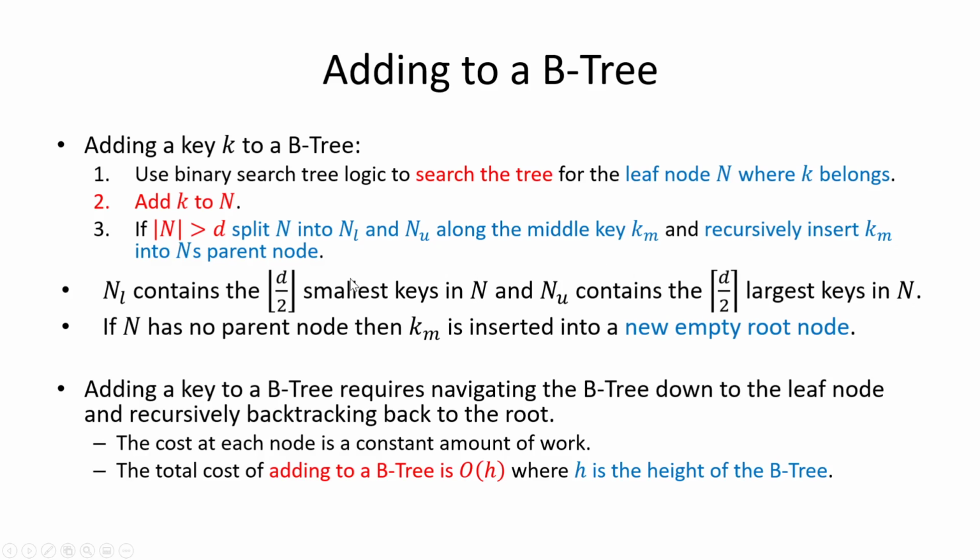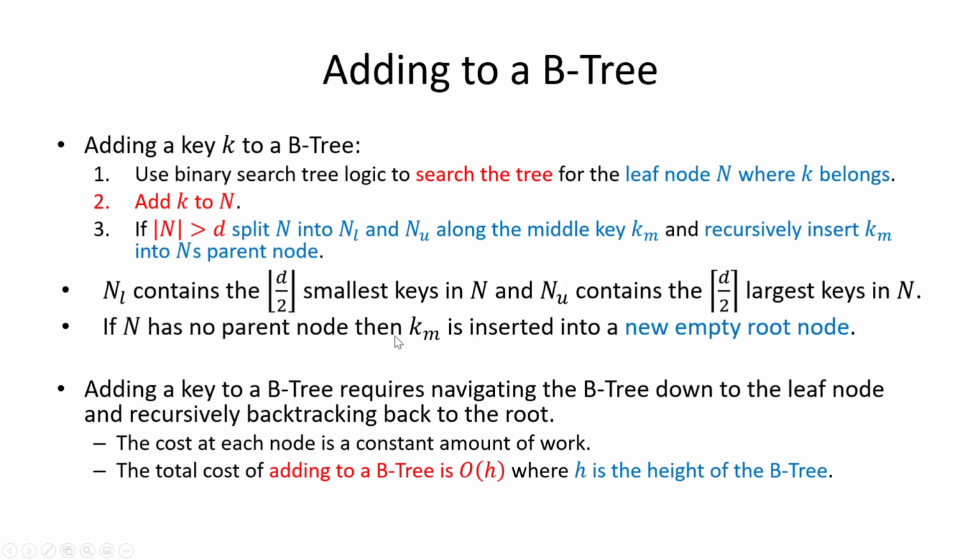Okay, so the floor of D over 2 plus the ceiling of D over 2 is still D. So we see here that all this comment is saying is that we can split our node in this way and have two half full nodes. Neither of them will be too empty. And then we're going to insert KM above. That's recursive, might do more splitting, whatever.